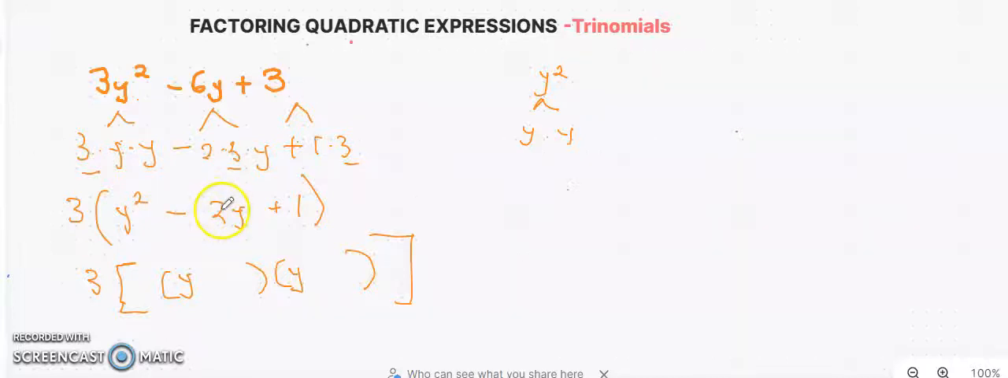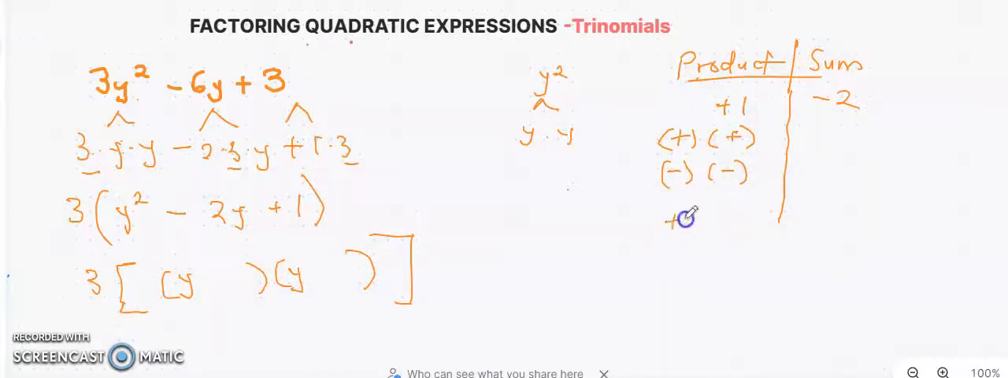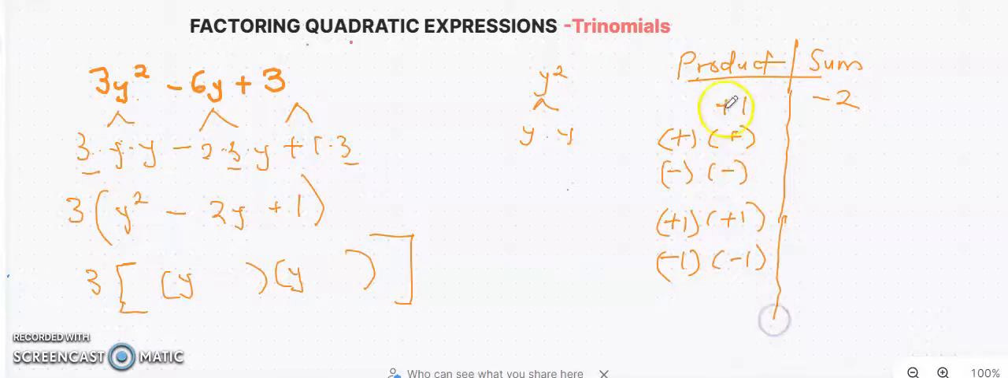Now we go over to the second term and the last term, and we do what we call product sum. So we're looking for factors that are the product of the last term, plus 1, and the sum of the middle term, the coefficient of the middle term, minus 2. So to get a positive 1, we need to multiply a positive by a positive or a negative by a negative. So we can have positive 1 times a positive 1 or a negative 1 times a negative 1 as the factors of positive 1.